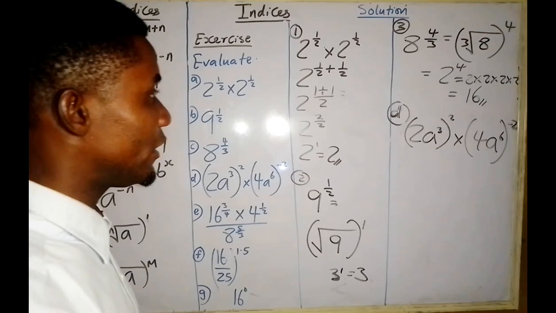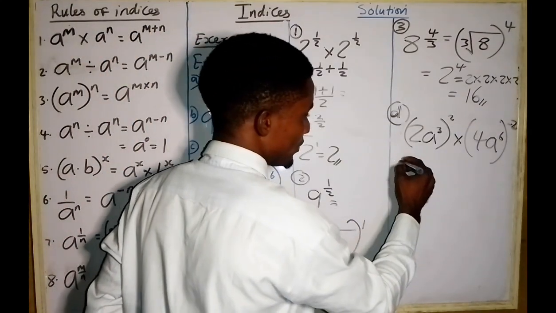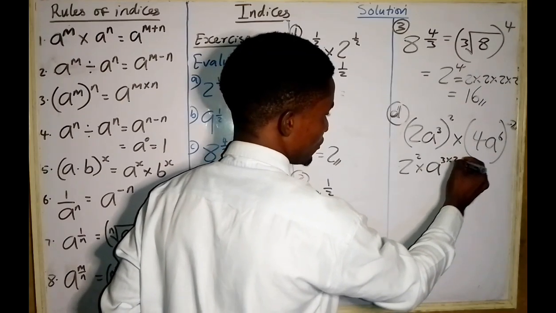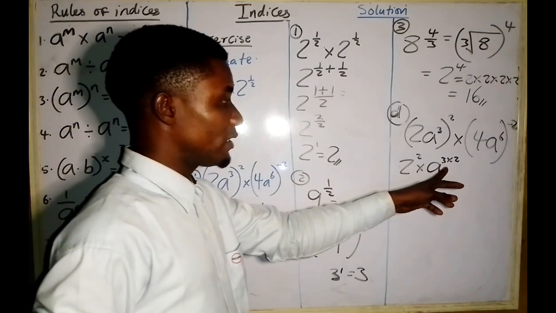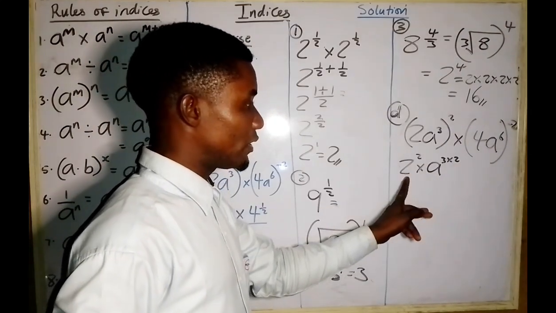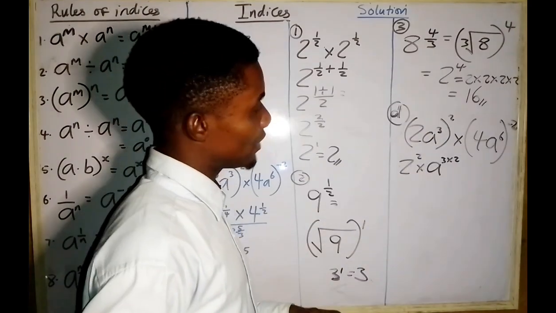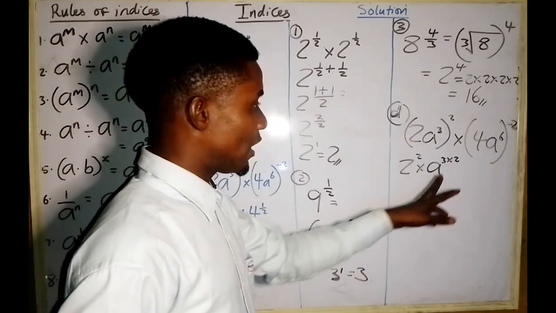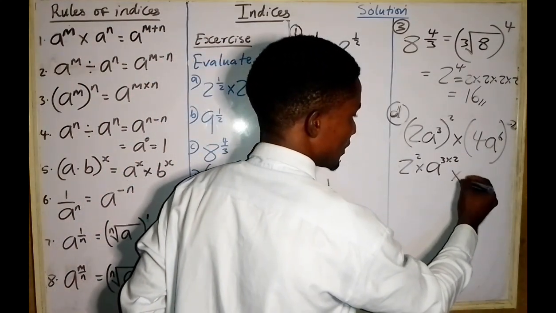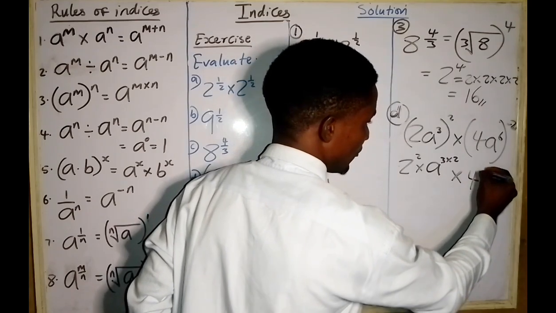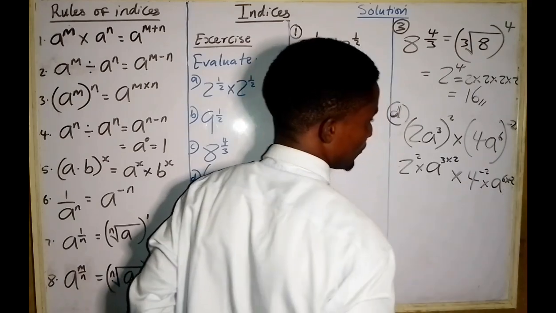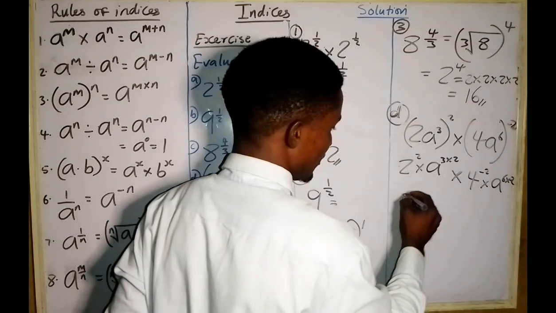Now let's distribute the index given here. So we're going to have 2 raised to the power of 2 times a raised to the power of 3 times 2. For this 3 times 2, we'll just apply our power law. This one is the product power law. We have distributed the index outside by the number given in the bracket, and here we just apply our power law. Now times 4 raised to the power of minus 2 times a raised to the power of 6 times minus 2.